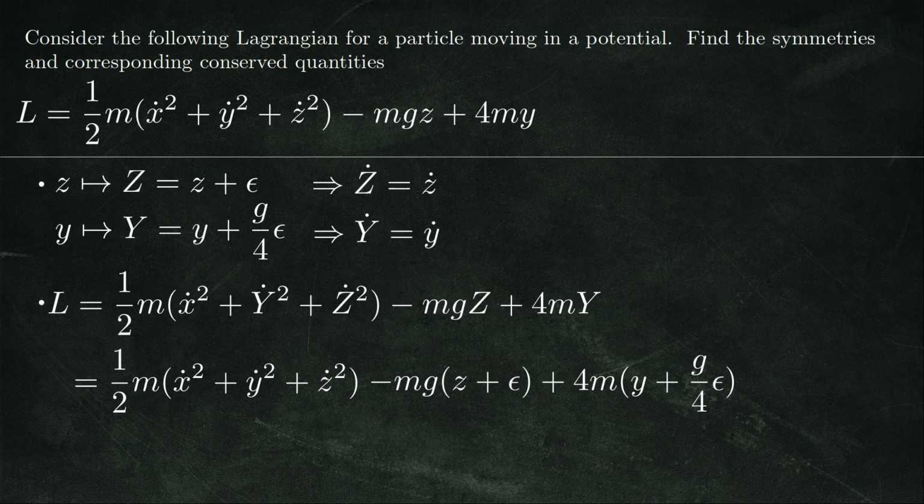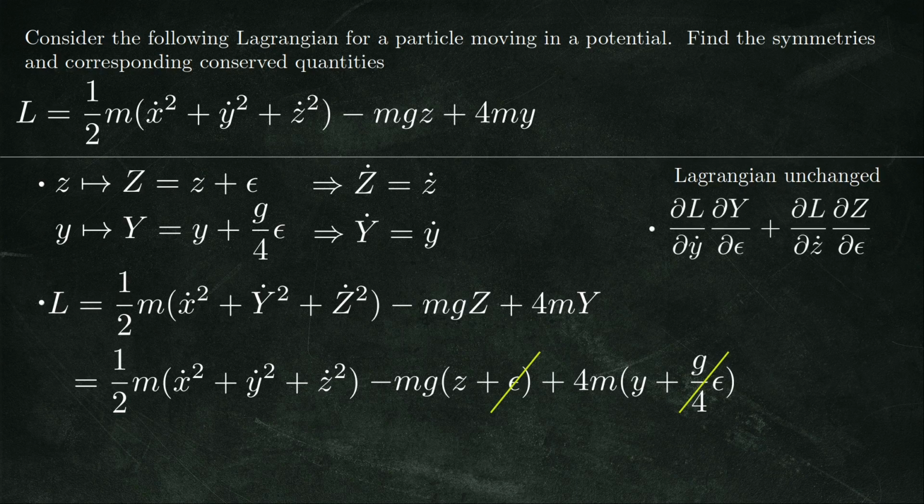But if we were to expand those brackets, the two terms with epsilon in would cancel, and so the Lagrangian would end up exactly the same as it is above. So once again, the Lagrangian is unchanged. And therefore we can calculate our conserved quantity.